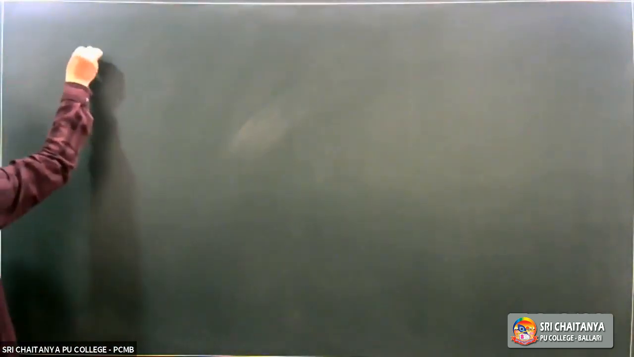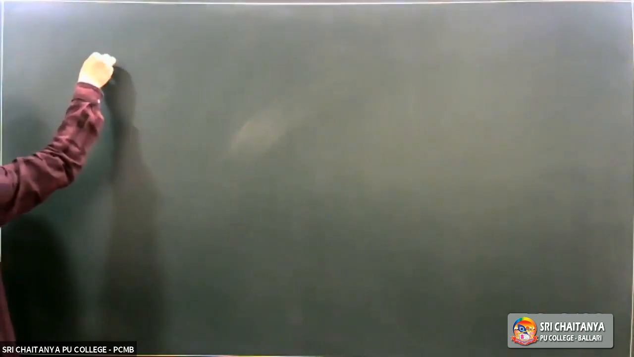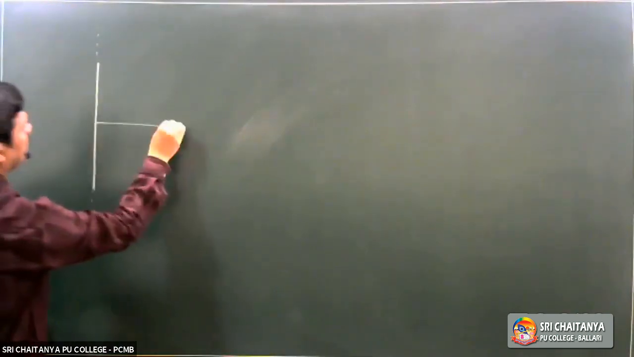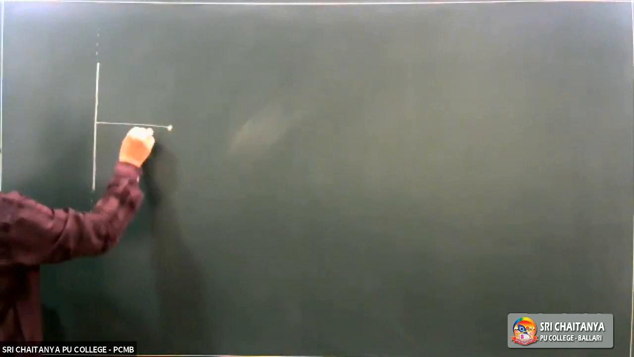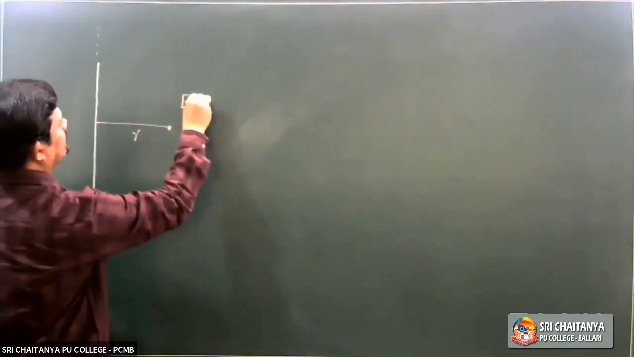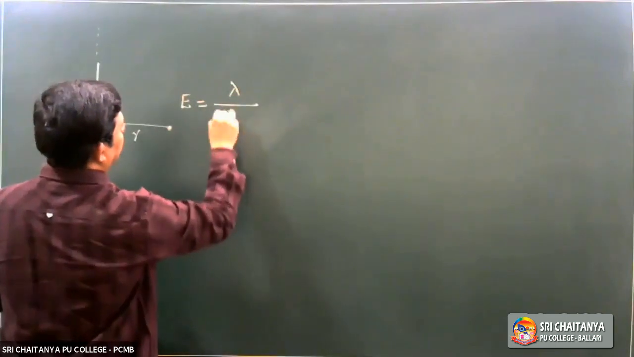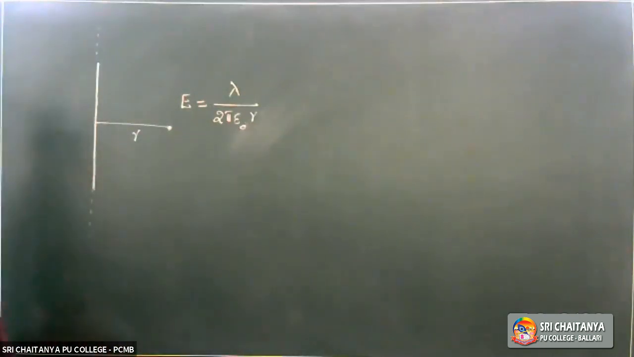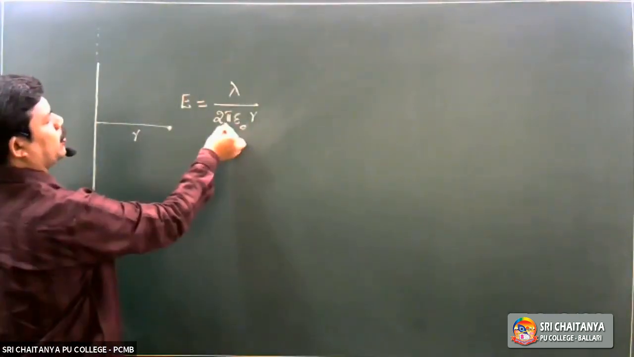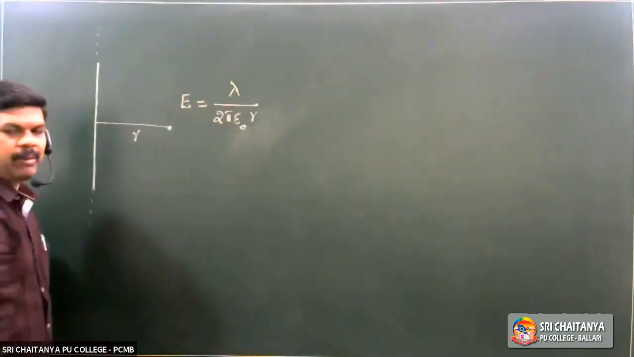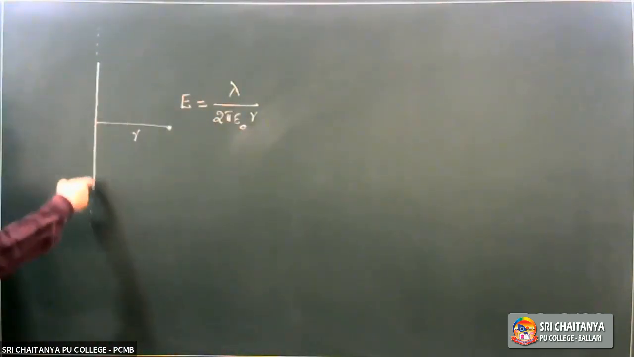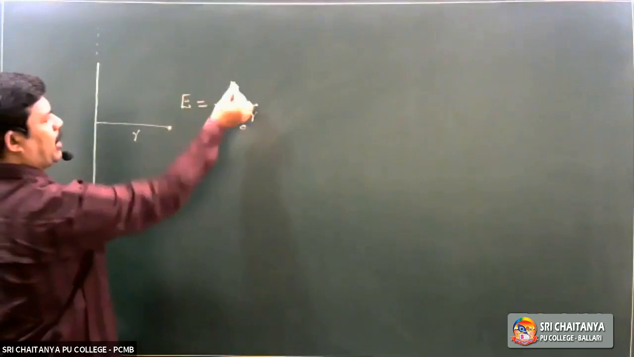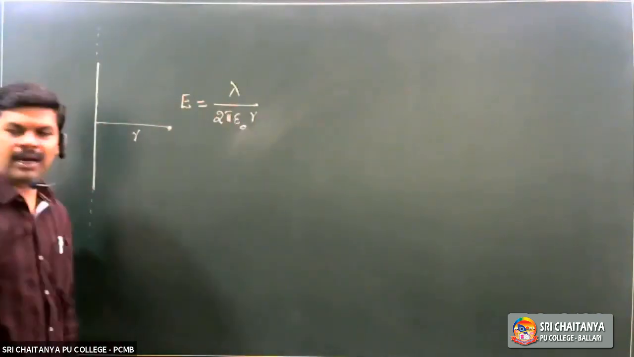See, yesterday, a long wire. Due to this long wire, at a distance r, what is the electric field? Yesterday we derived this: sorry, lambda by 2 pi epsilon naught r. What is lambda? The linear charge density of the wire, the charge per unit length. Lambda by 2 pi epsilon naught r. Okay.